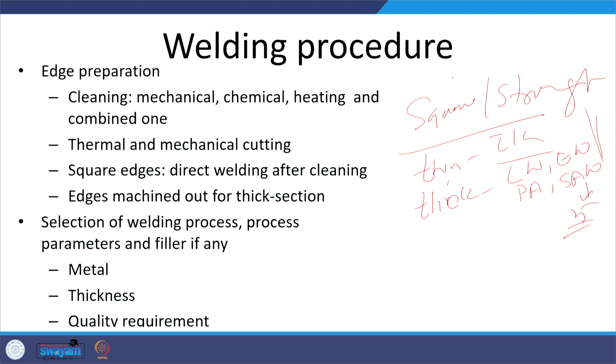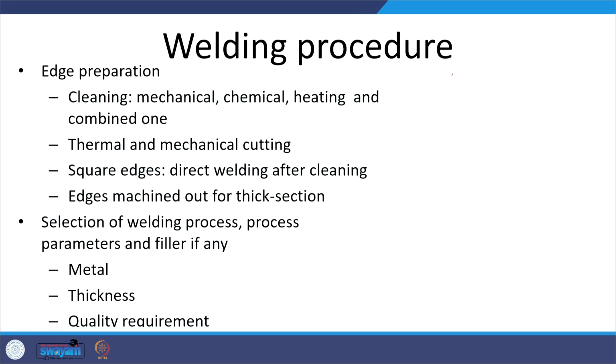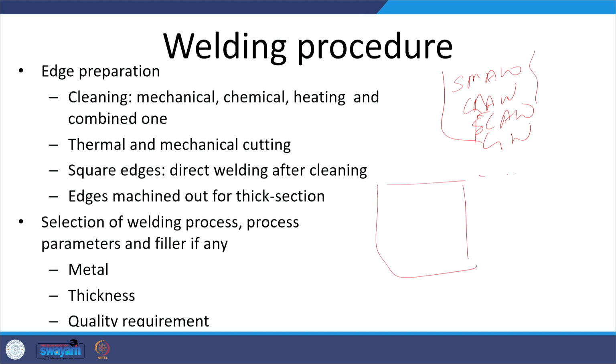So, preparing the edges square and straight will be good enough, but if we are using other kinds of processes like SMAW, or GMAW, gas metal arc welding, or FCAW or gas welding, then in those cases, if the thickness is too much, application of heat from the top may not allow the melting up to the bottom. So, through thickness penetration will not be realized, and we will be left with a joint which is incomplete.